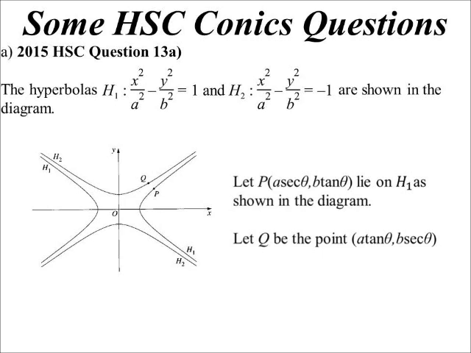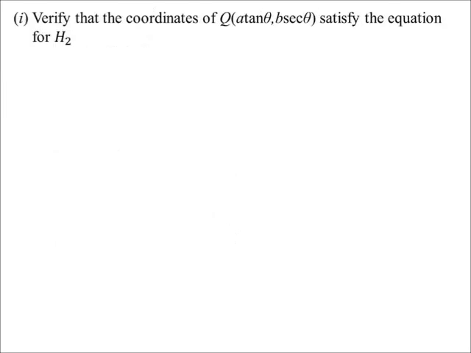So here we've got two hyperbolas there. They've got the same asymptotes. And so they've given us the parametrics for P and Q. So basically they've set the question up for us. So the first part is simply verify that those parametrics do satisfy the hyperbola. So a little bit of a gift question to start off with, so we can get some marks.